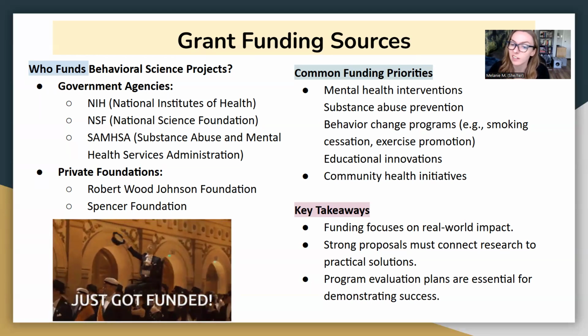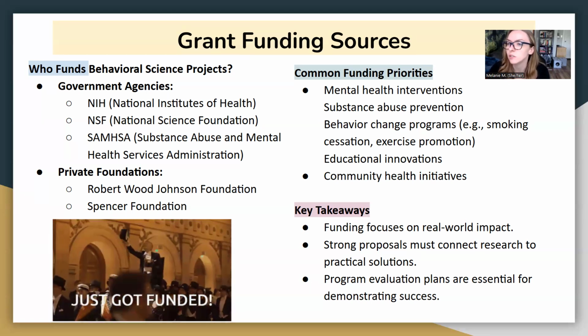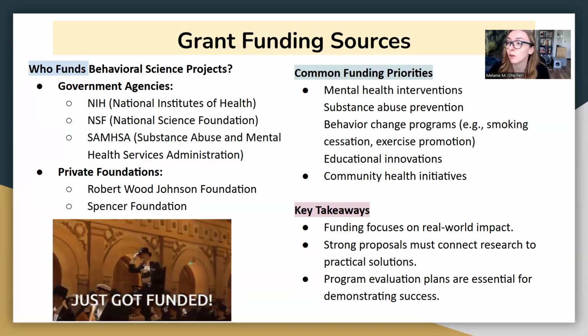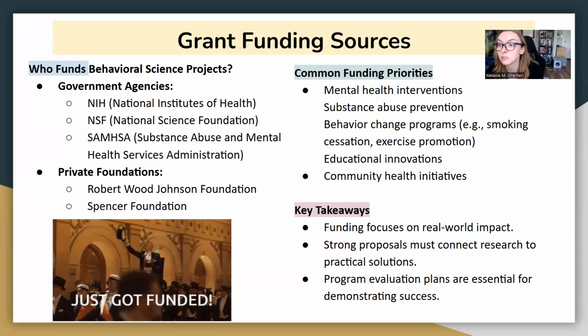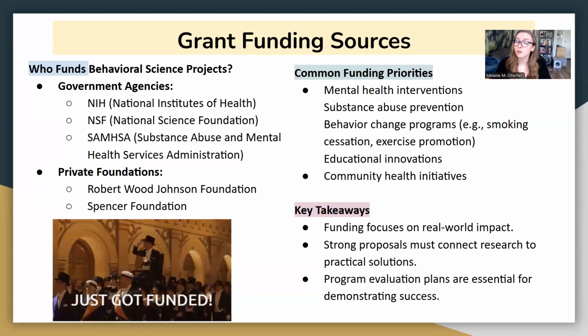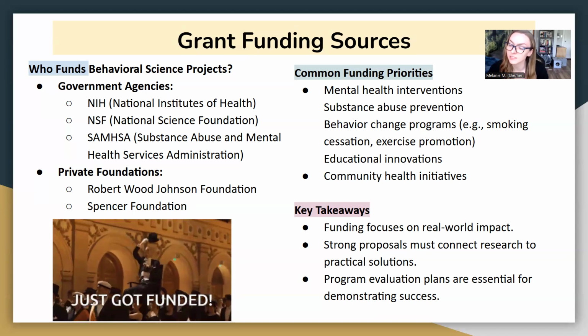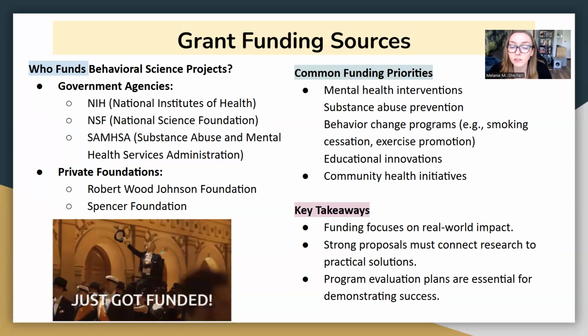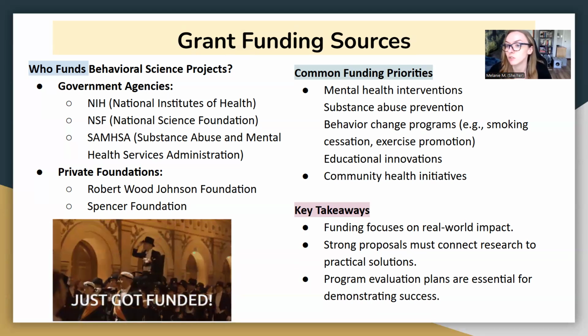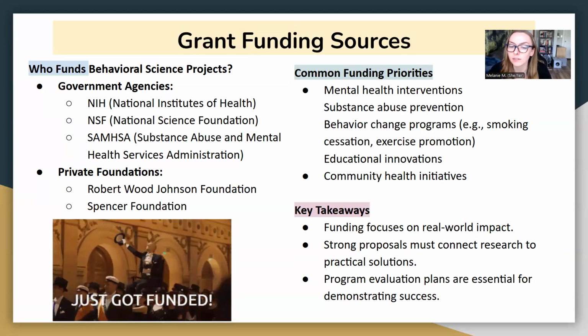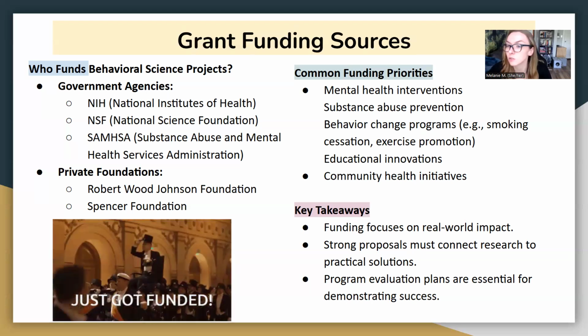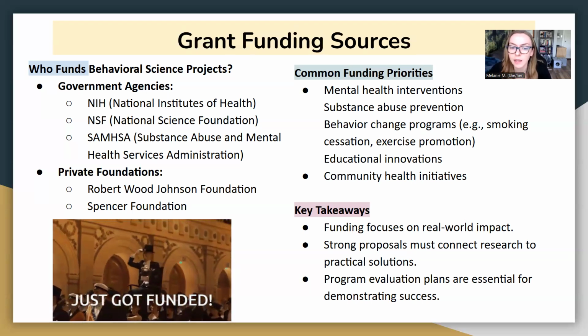There's also different educational innovations. So how can we teach things better? How can we make our professors more effective? How can we make our public educators more effective? How can we make sure we're training people appropriately to get those good outcomes? And there's quite a few community health initiatives that are a focus as well. Again, this is changing pretty rapidly in our current landscape, but typically this is the sort of funding that exists.